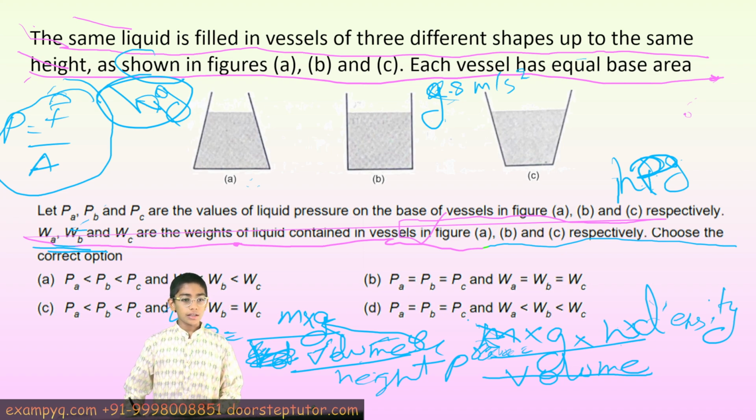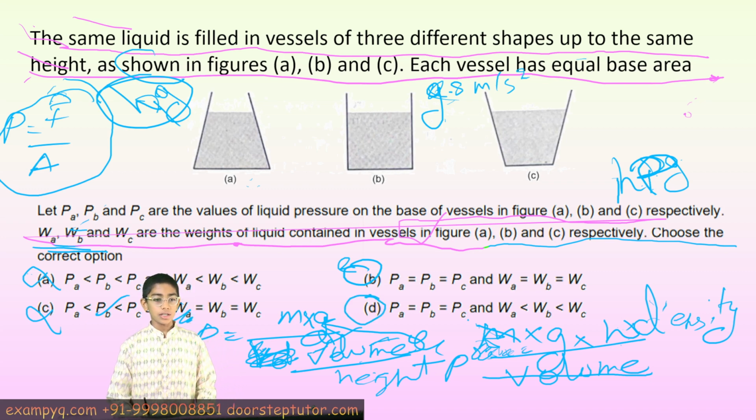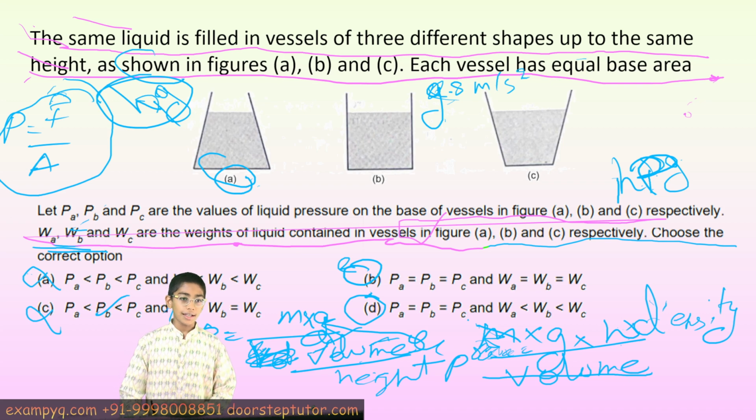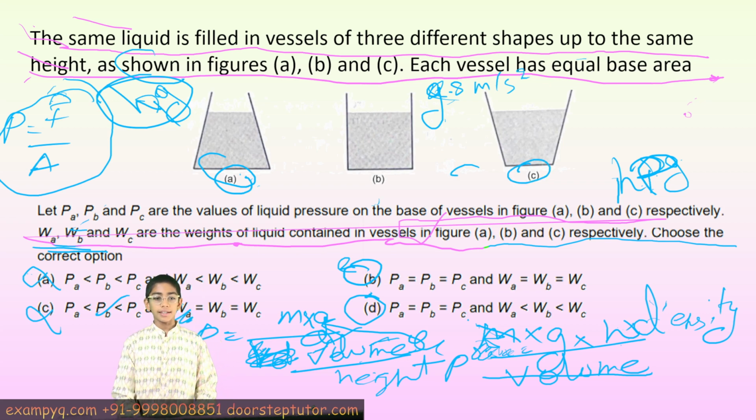So we can cross out choice A and choice C, and now we have choice B and choice D. Now we can see that vessel A has the least amount of liquid because the base area is the same, and vessel C has the maximum amount of liquid in it.